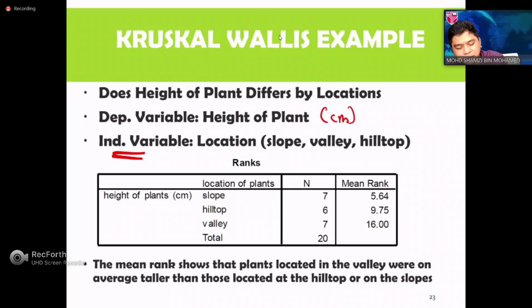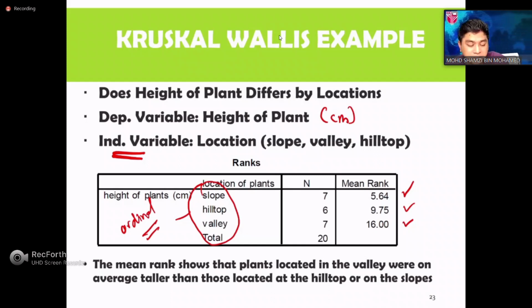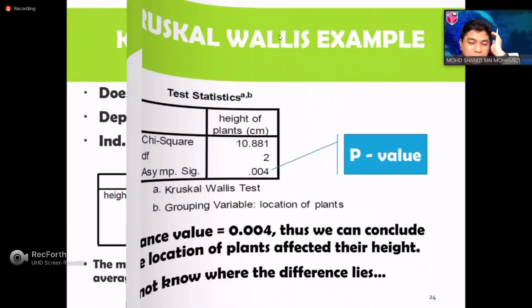So in cm, the height given here is a descriptive table. The height of plants planted in the slope area, there are 7 of them. Mean rank is 5.64. Hilltop 9.75. Valley 16. This one is maybe ordinal type, even though your measurement is continuous, this one is ordinal. So the mean rank shows that plants located in the valley were on average taller than those located at the hilltop or the slope. Okay. All right. So surely this does not follow a normal distribution.